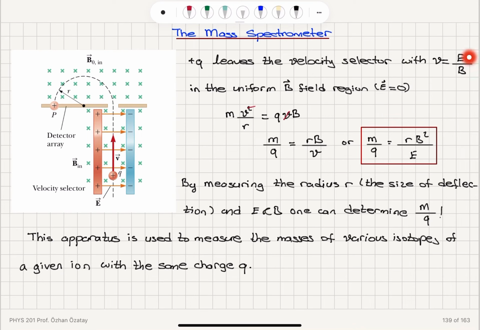But we know v because it comes from a velocity selector which has a speed E over B. So those are the charged particles that go undeflected through this region of the velocity selector. So mass divided by charge is then r B squared over E, when we substitute for v, E over B. So by measuring the radius, we can determine the mass to charge ratio for a given magnetic field and electric field, and it is very useful in determining the different types of isotopes of a given ion.